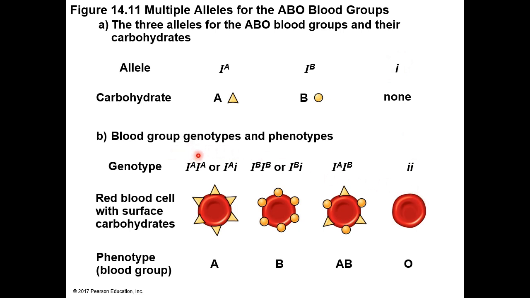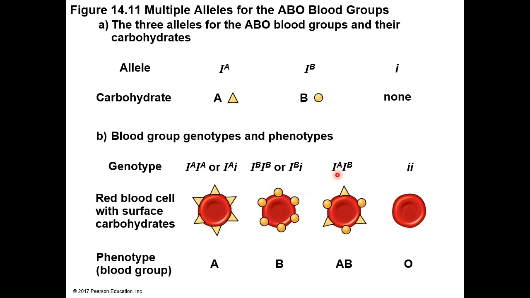Here are the different possible genotypes. If you have an IA IA or an IA lowercase i, then you will be blood type A, having A carbohydrates on the surface of your cell. If you have IB IB, or IB lowercase i, you will have B carbohydrates on the surface.